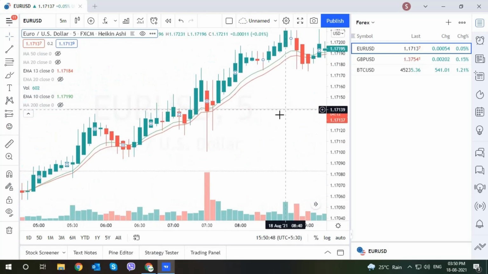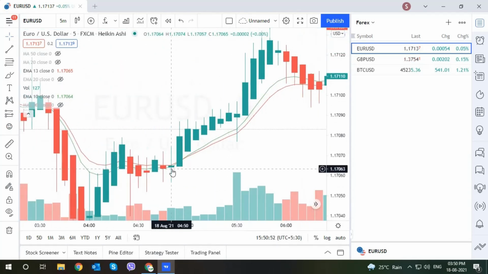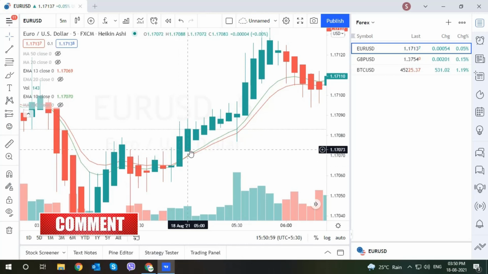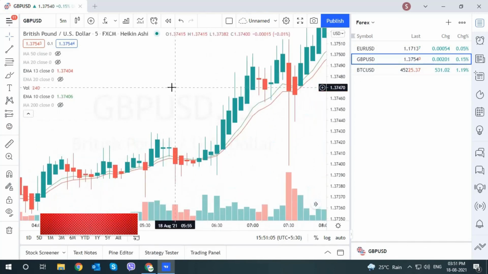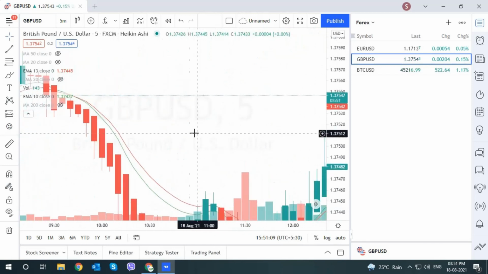Wherever you see the crossing happening, there's a very good trade you can get. Over here, the green line is down and the red line is on top, and as soon as the crossing happens over here, you get a very good trade. You see a good rally over here, and the same thing happens in the other currencies. If you see a trend, now this is perfect.